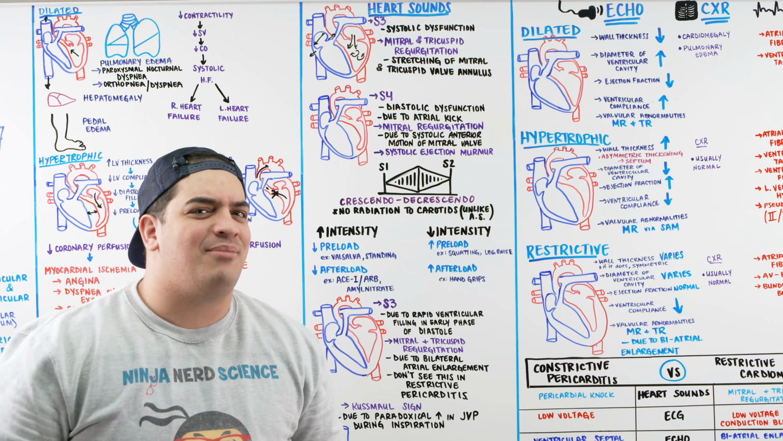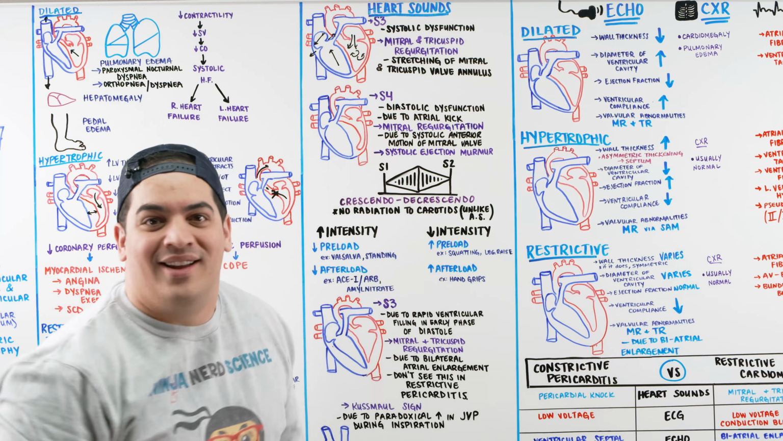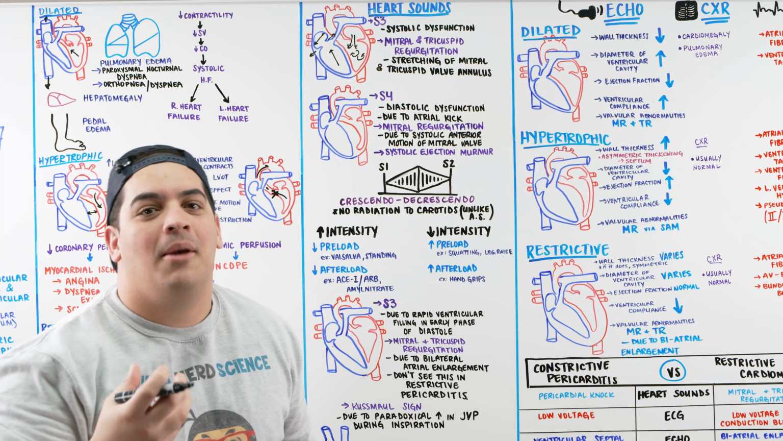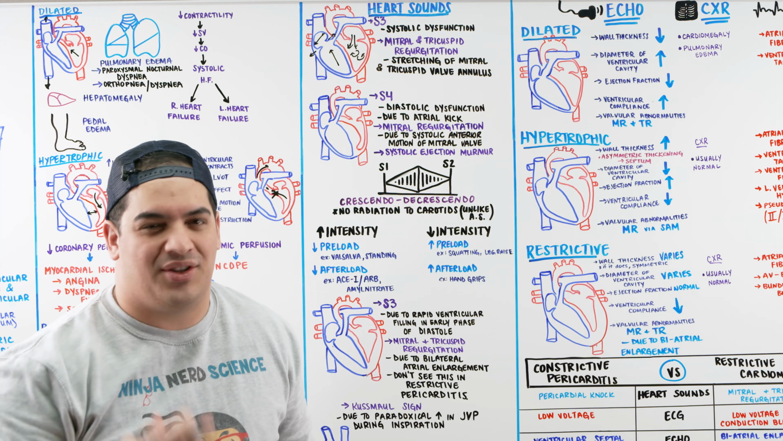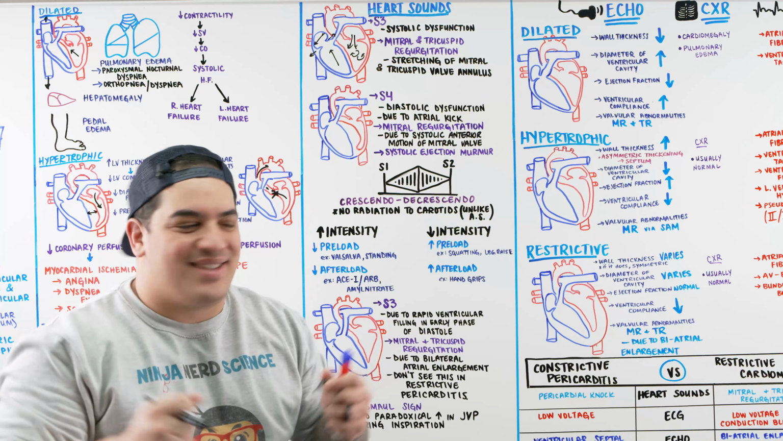So guess what happens, my friends? When the ventricles contract, it pumps blood right back up into the atria during the systolic process. And this is called mitral and tricuspid regurgitation. These are holosystolic murmurs. And again, due to the stretching of that annulus.